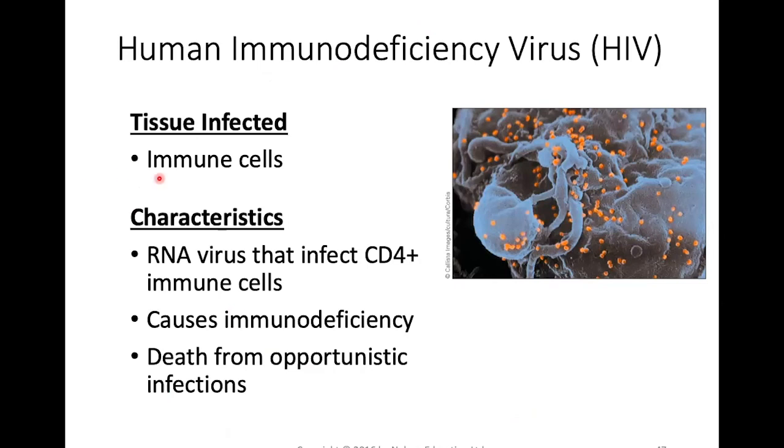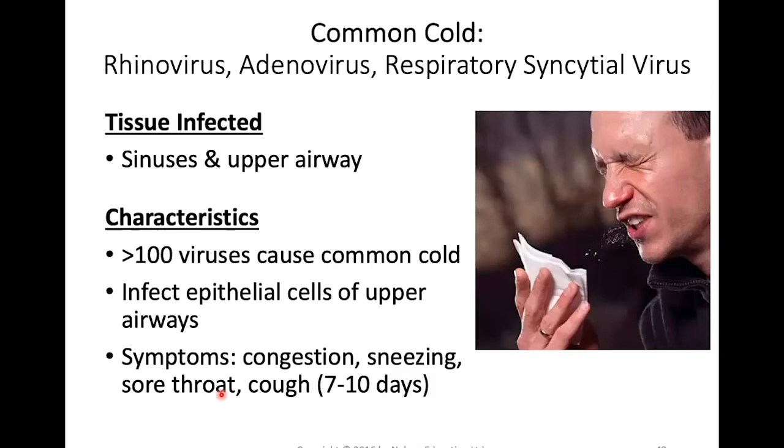And so the tissue infected, now we know it's specifically the CD4 plus T cells. HIV is an RNA virus and ultimately causes immunodeficiency. And typically, death in individuals with HIV is caused by some sort of opportunistic infection. Now we're going to go through a number of other viruses as we finish off this lecture.